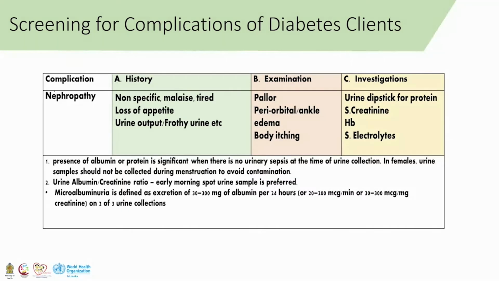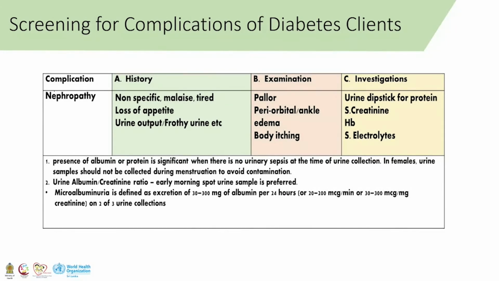Patients can also develop nephropathy presenting with non-specific symptoms such as malaise, tiredness, loss of appetite, decreased urine output, and frothy urine. On examination, they may be found to have pallor, periorbital or ankle edema, and body itching. Investigations that can be performed are urine dipstick for protein, serum creatinine, hemoglobin, and serum electrolytes.